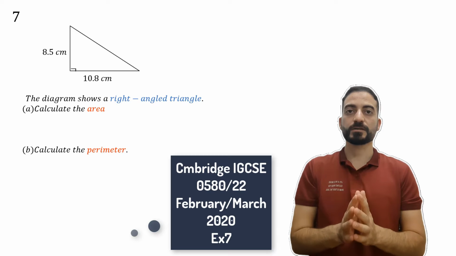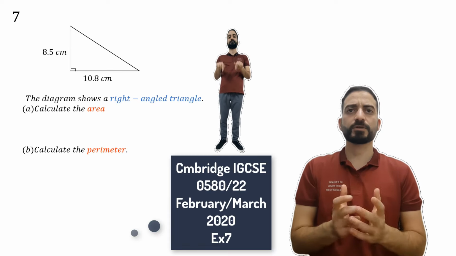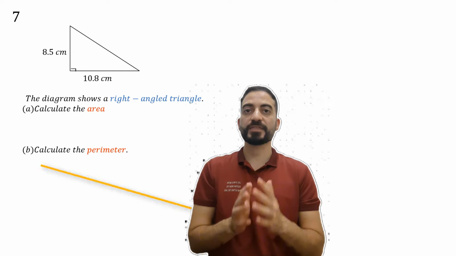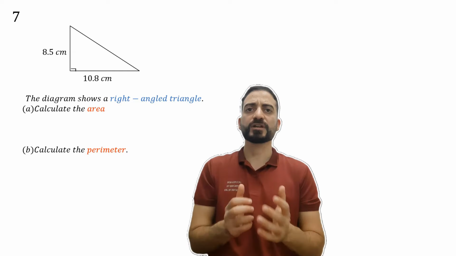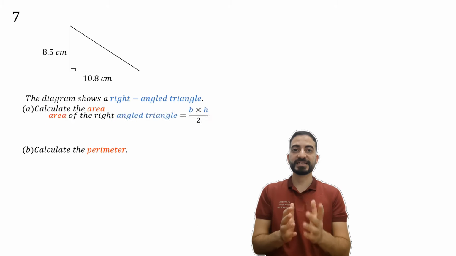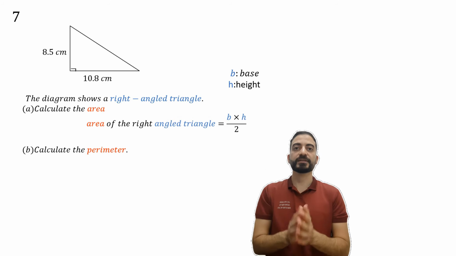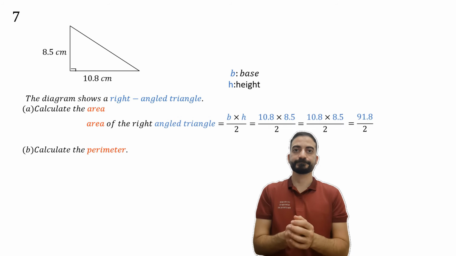Hello everyone, we will start by solving the seventh question of the Cambridge IGCSE 2020 exam. What is required of us? The diagram shows a right angle triangle. Calculate the area. The rule for the area of a triangle is base times height over 2. In this way, we have obtained the answer for the area.